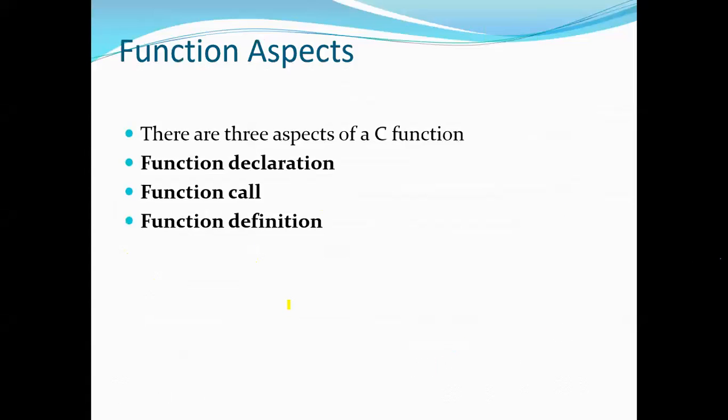Basically, there are three aspects of a C function. First is called the function declaration. Second is called the function call, and third is called the function definition. Okay, these are the three things: function declaration, function call, and function definition. What are these things? We'll see.